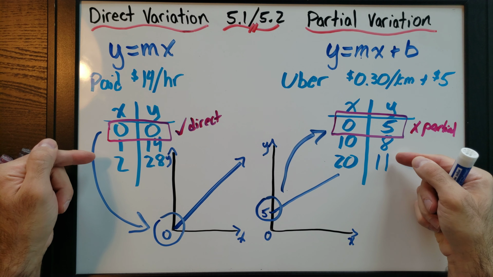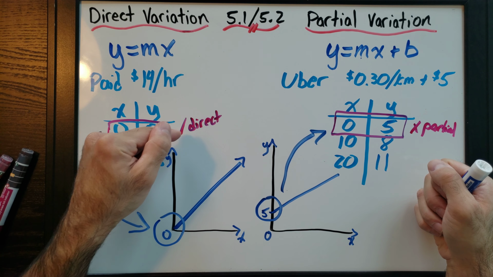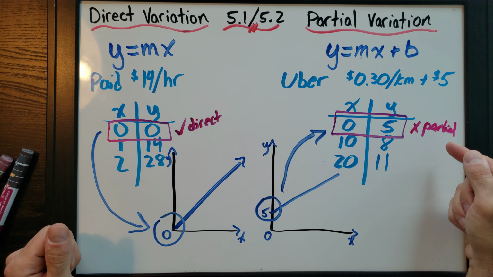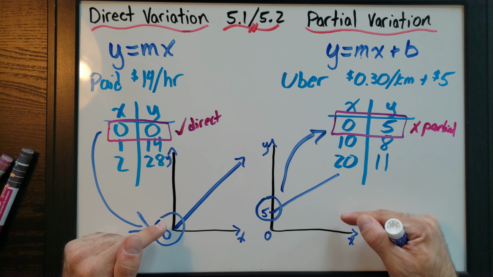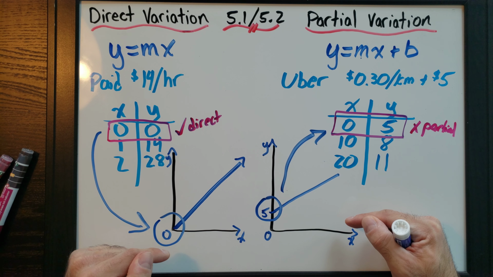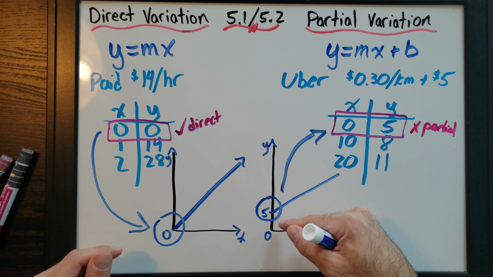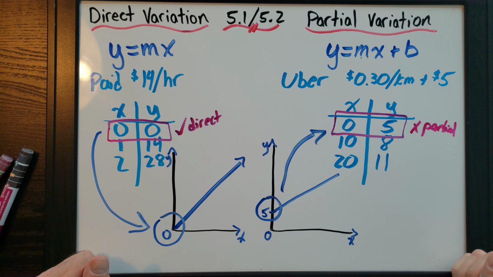We can look at it in a table. If it's 0, 0, direct. If it's not 0, 0, partial. We could look at it on a graph, which is pretty straightforward. If it goes through the origin, it's direct. If it goes through anywhere but the origin, it's partial.